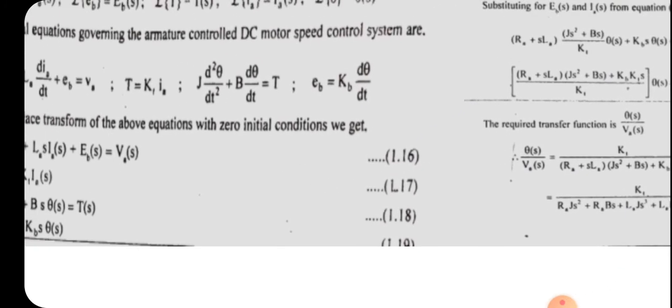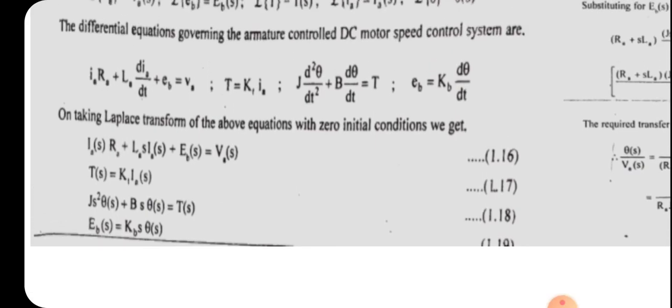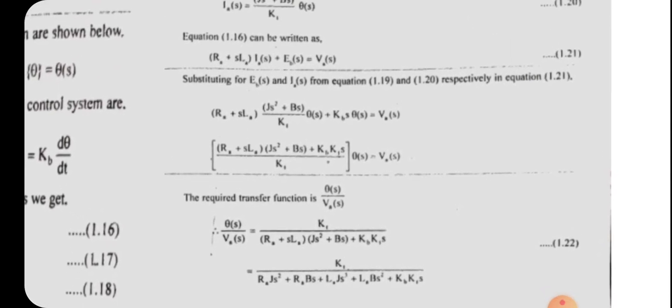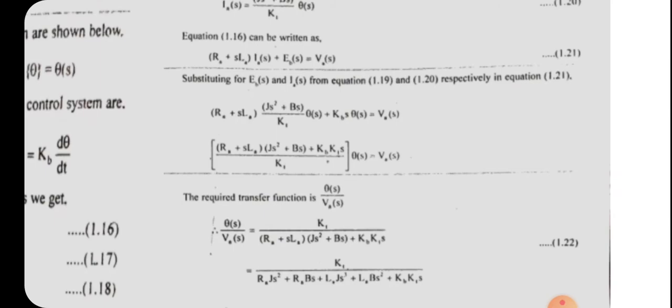In that equation we can substitute for Eb(s) and Ia(s), where Eb(s) is given by equation 1.19, Eb(s) is equal to Kb into s into theta(s). So by substituting equations 1.19 and 1.20 respectively in equation 1.21, we will get (Ra plus sLa) into Ia(s). Instead of Ia(s), we are writing (Js square plus Bs) by Kt into theta(s), plus Eb(s). Instead of Eb(s), we are writing Kb into s into theta(s), is equal to Va(s).